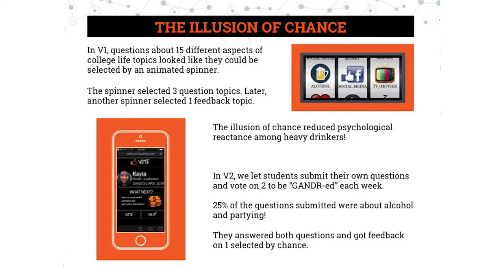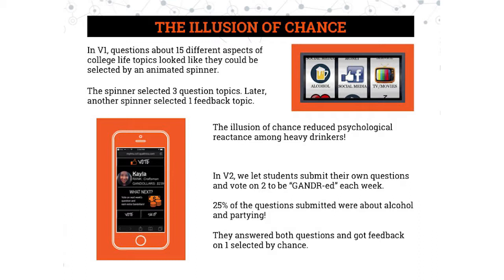Okay, now here's the kicker in this app. The illusion of chance is really big, and we use the illusion of chance to try to get rid of psychological reactance. So basically the idea is, this has nothing to do with alcohol for you; because the spinner landed on this, this is about alcohol for you. This is a really simple thing, but at the beginning you see the students with other people playing.